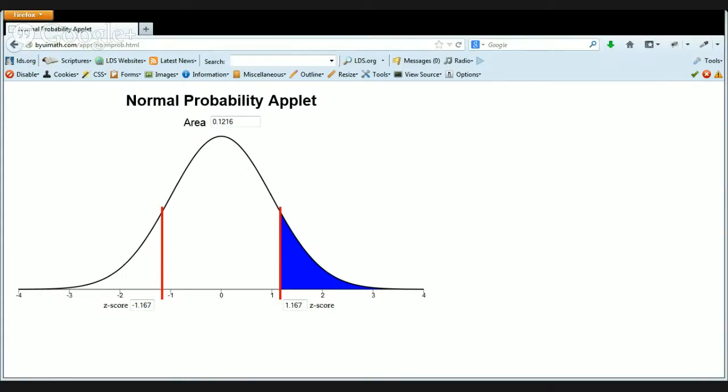What am I doing wrong, because I type it in. Oh, just kidding. I found it. I'm missing one number. There we go. Okay, got it. 0.1216. Okay, so that's the probability. Okay, you ready for the next one? You understand that one? Yep.